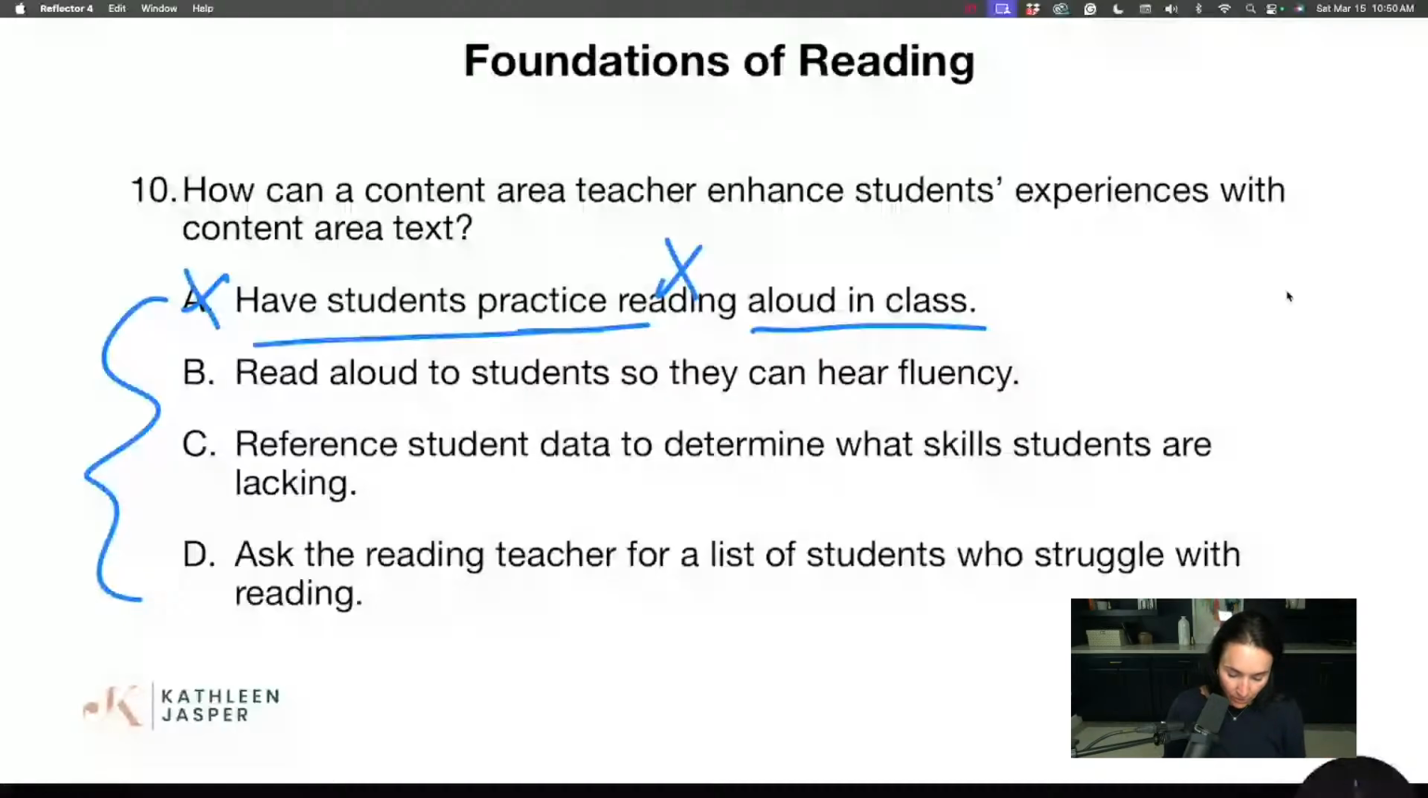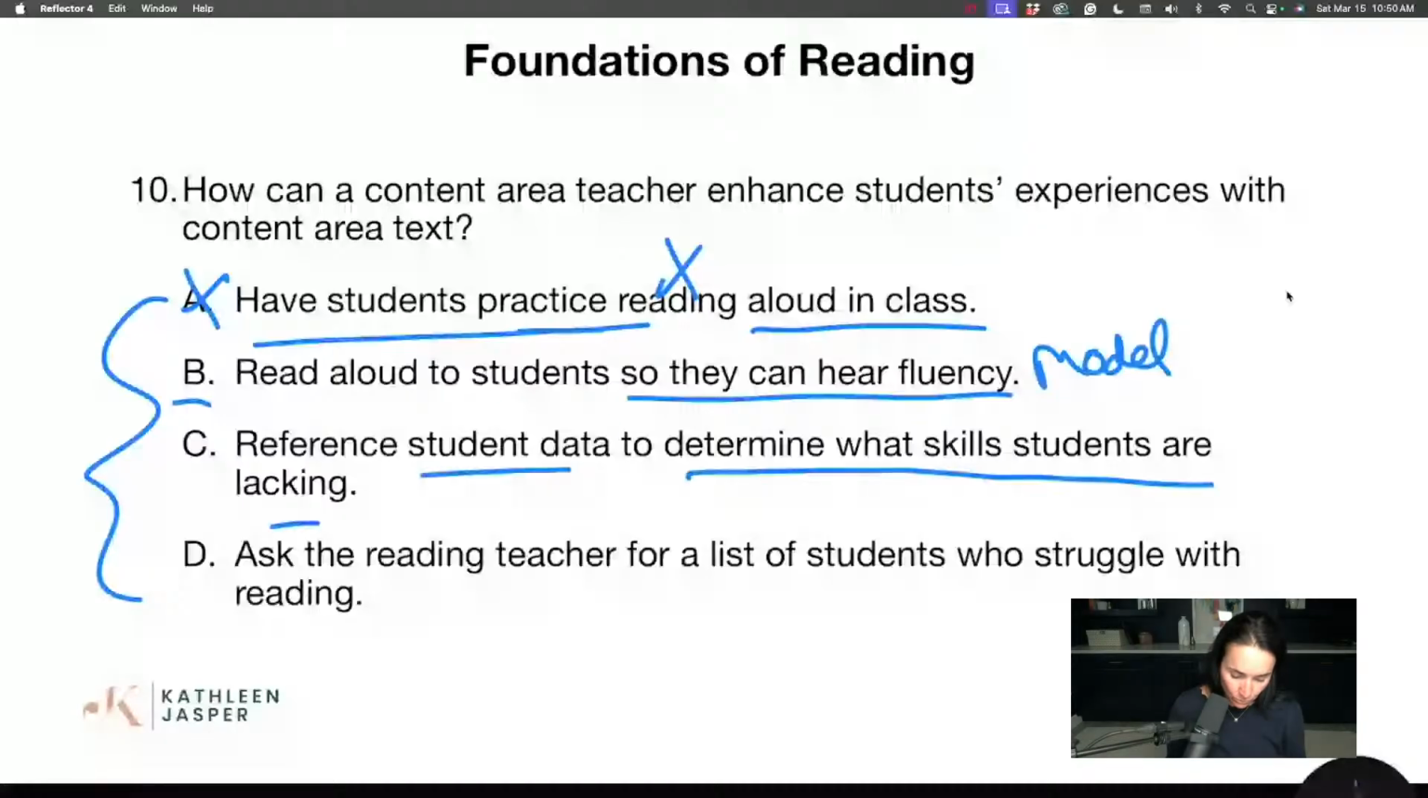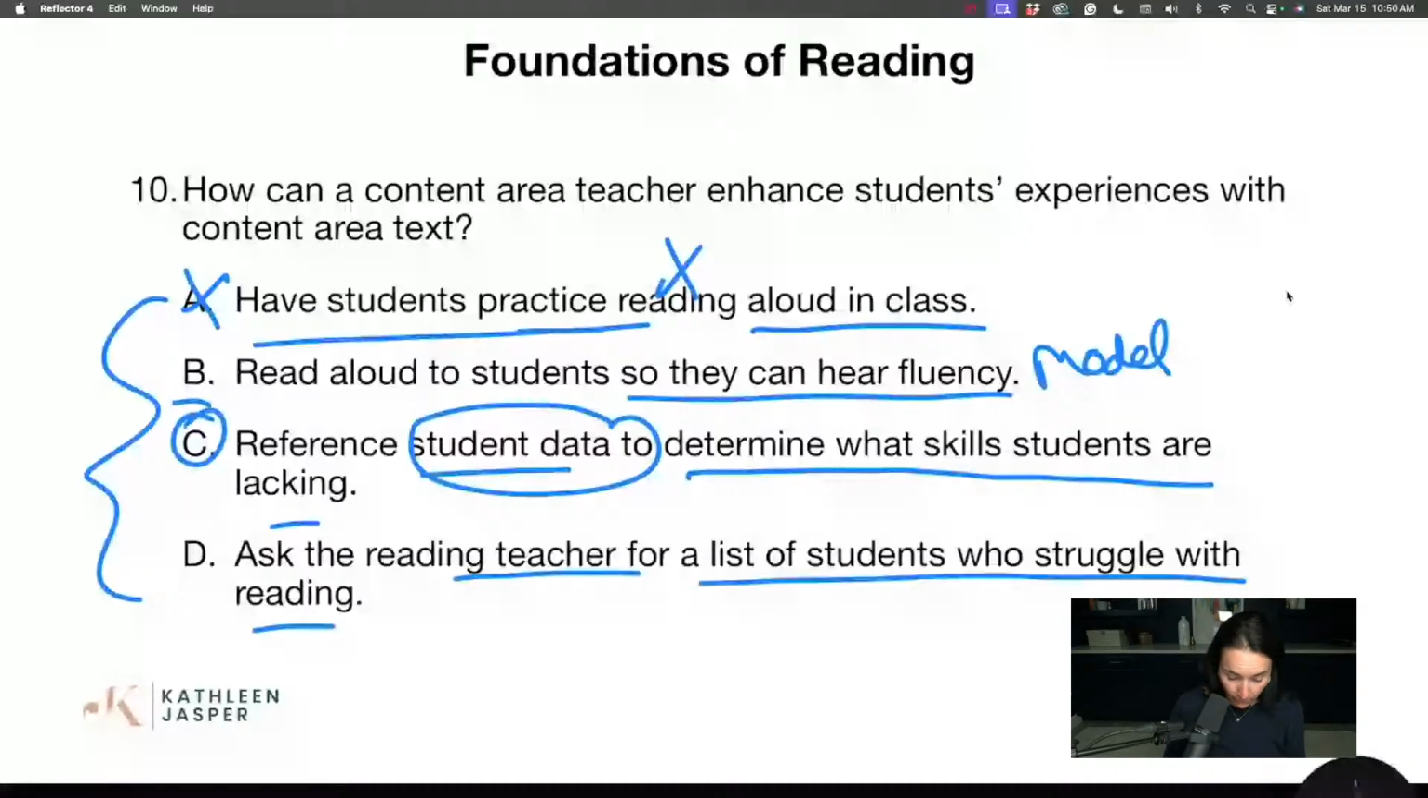B, read aloud to students so they can hear fluency. Okay, this is modeling. That's modeling, not bad. C, reference student data and determine what skills students are lacking. Ooh, data-driven decisions. I like C. D, ask the reading teacher for a list of students who struggle with reading. Okay, not bad either. I would love it if I was teaching reading and somebody asked me for a list of struggling students, because then I'd be like, oh, you're helping me. Great. Let's read the question.